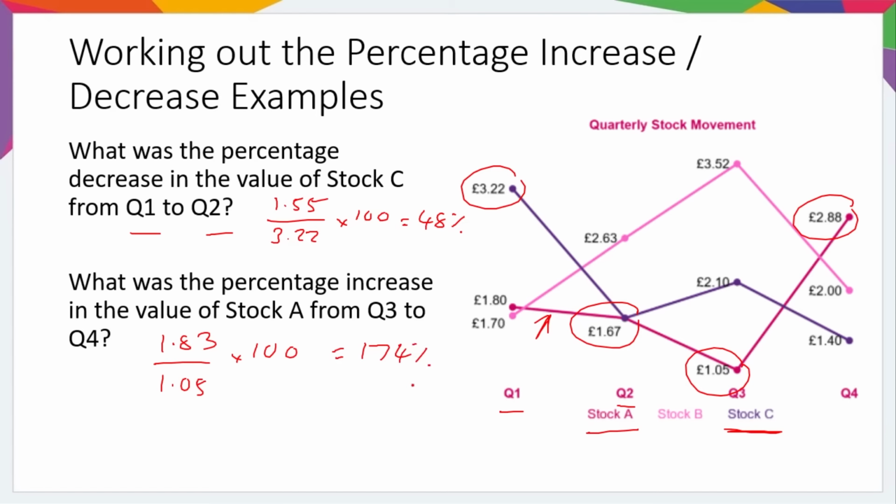174%. Now, a lot of people will not really like this answer because they'll feel that a percentage should always be less than 100. So they'll probably put £1.05 on top and 183 on the bottom and get a completely wrong answer.